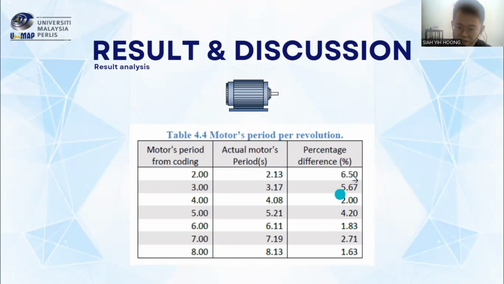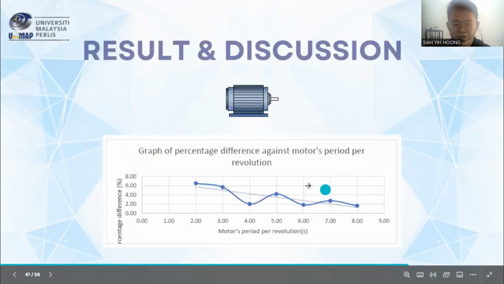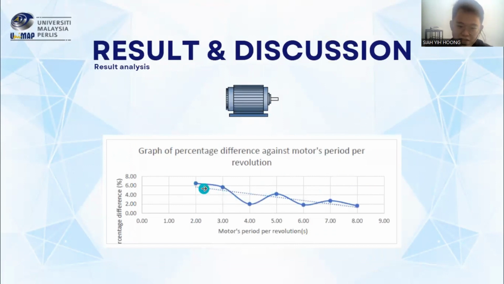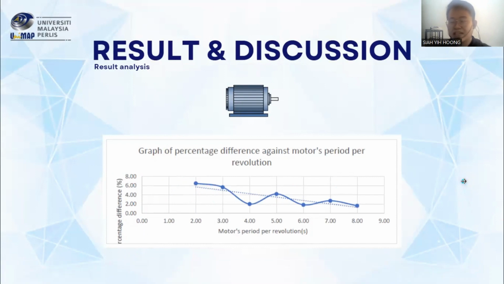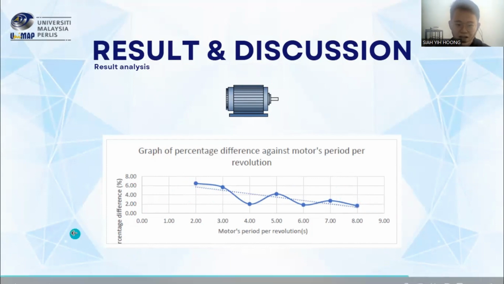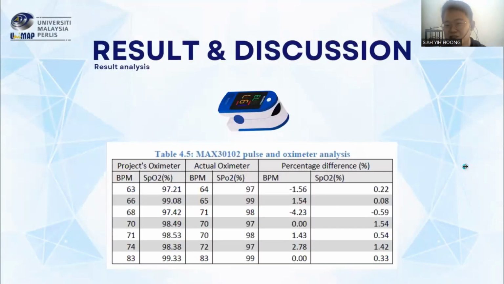So the percentage difference is calculated from comparing these two columns. This graph shows that the faster the motors rotate, or the shorter the periods of the motor, the higher the percentage difference. This is probably due to the inertia of the motor. When the motor rotates faster, it will start to lose a bit of control. So we can see that if we rotate slower, the percentage difference is lower. However, this is just an assumption only.